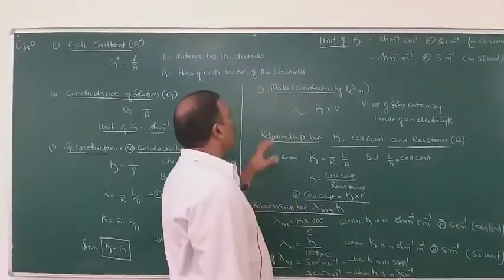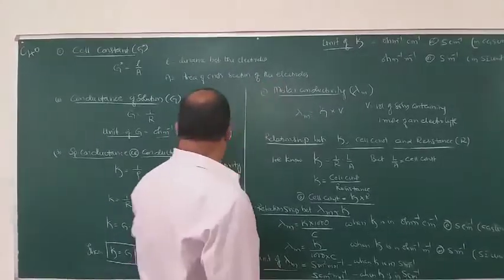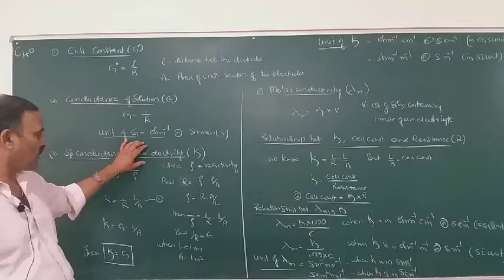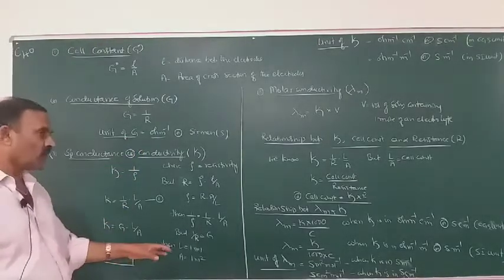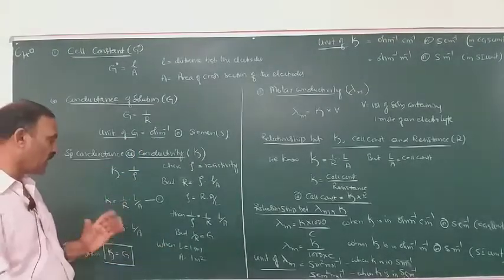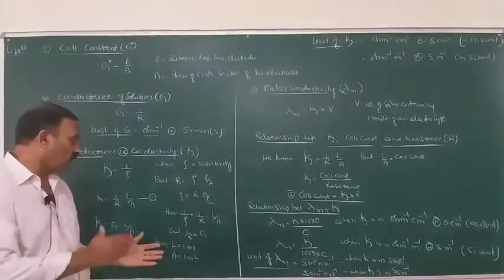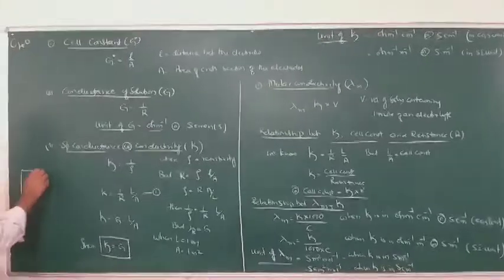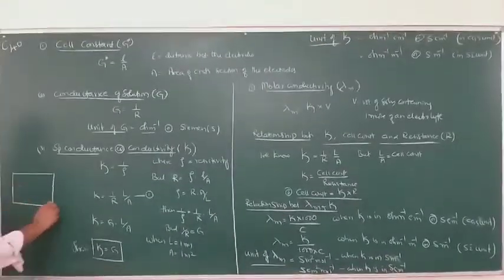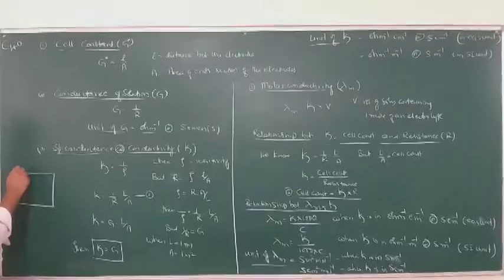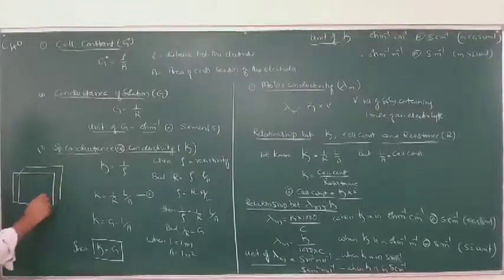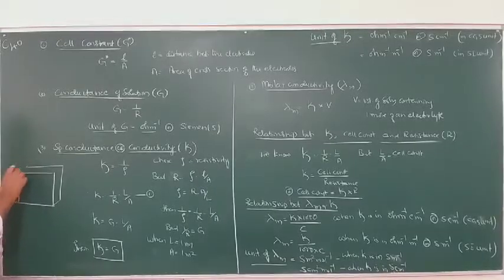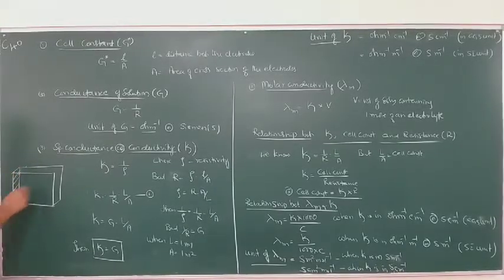Then coming to molar conductivity. Coming to the definition of specific conductivity, the conductance of a solution placed between two electrodes 1 meter apart and having an area of cross section, say for example, these are the two electrodes.